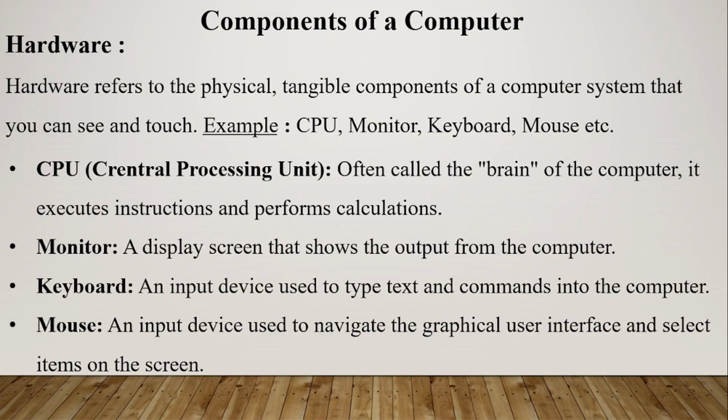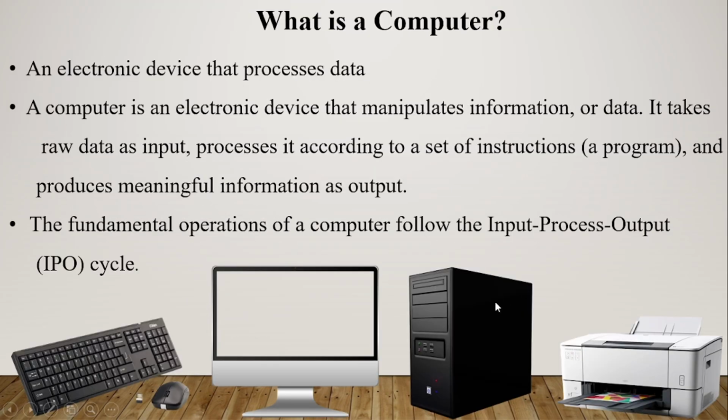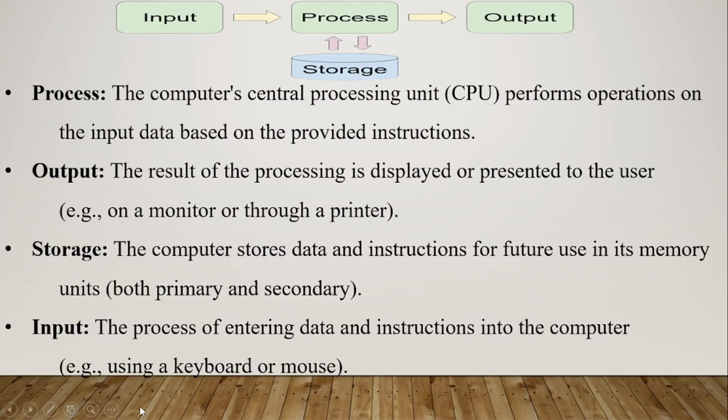Now let's look at the main components of a computer. They fall into two major categories, hardware and software. First is hardware. These are the physical parts of a computer that you can see and touch, like the CPU, monitor, keyboard and mouse.